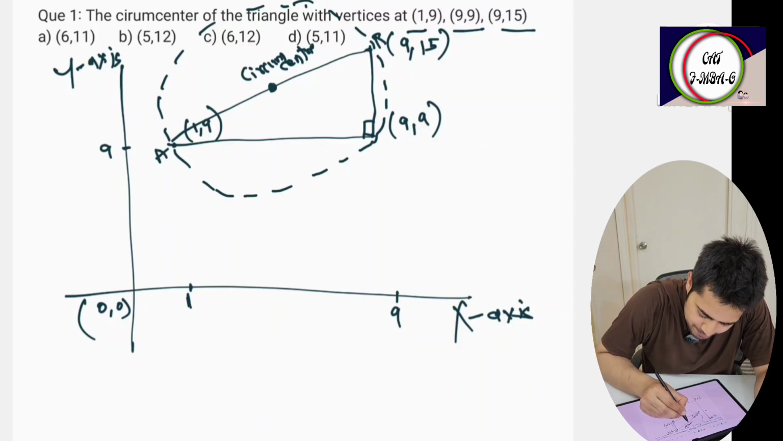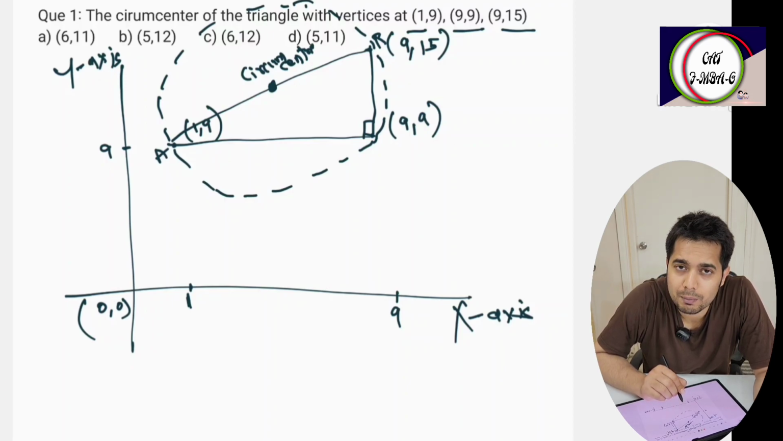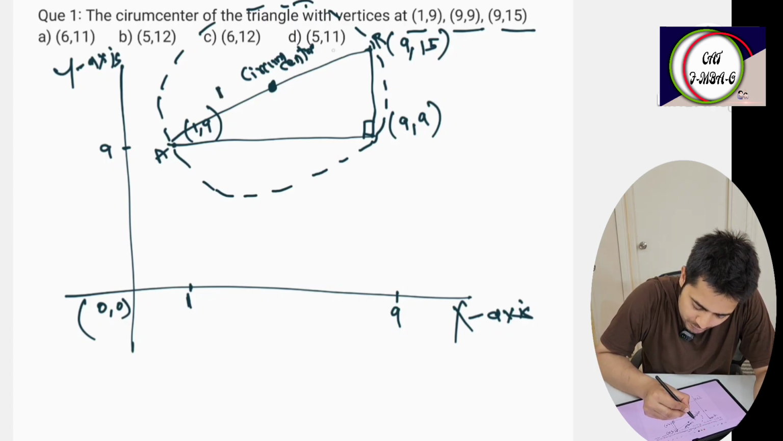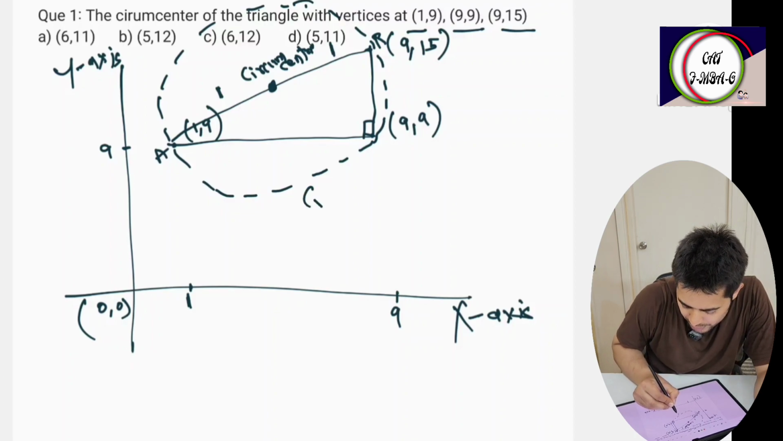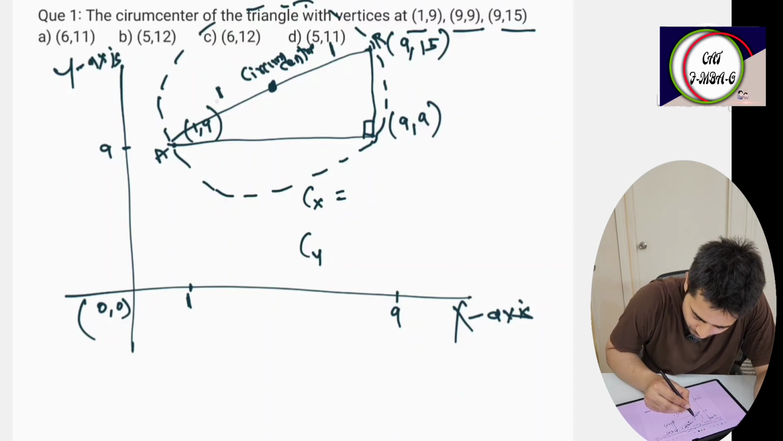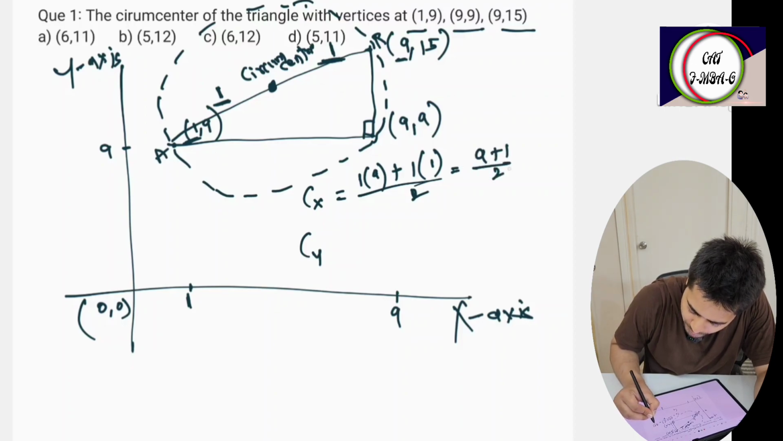So how to find this? Since this point is the midpoint of the hypotenuse, it divides the hypotenuse in the ratio 1:1. So you can find the x coordinate and y coordinate by the section formula. Cx will be (1 into 9 plus 1 into 1) divided by 2, which is (9 plus 1) by 2, equal to 10 by 2, equal to 5.